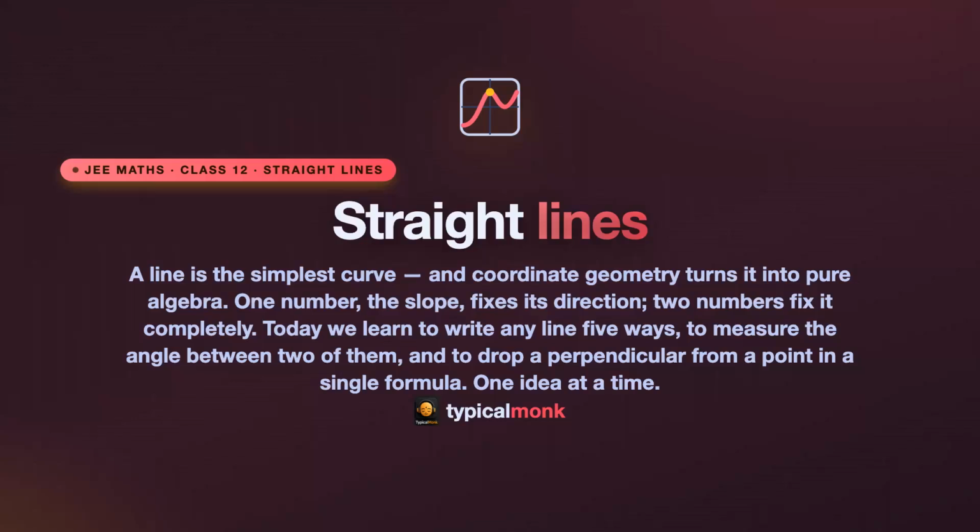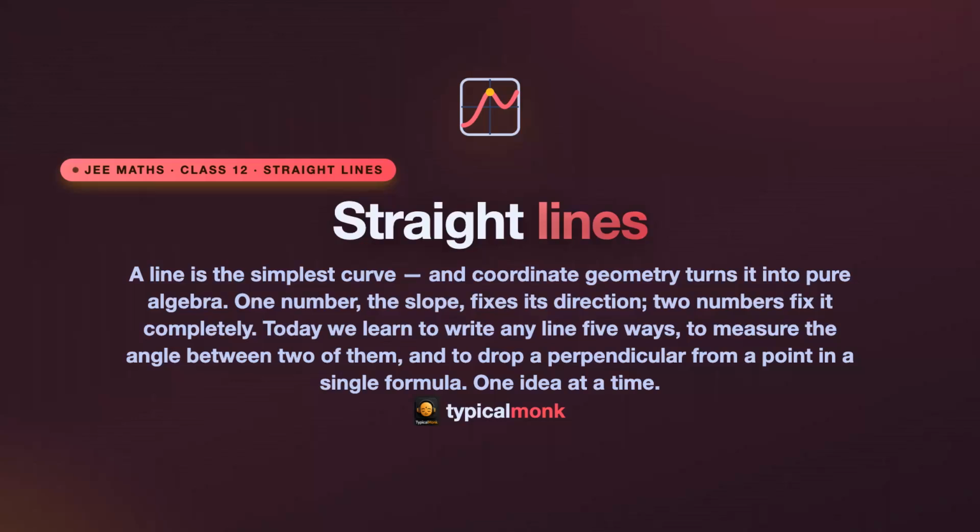A line is the plainest curve there is, and yet coordinate geometry turns it into pure algebra. One single number, the slope, fixes its direction. Two numbers fix it completely. And once a line is written as an equation, everything about it, its angle, its distance from a point, its reflection, becomes calculation, not drawing.